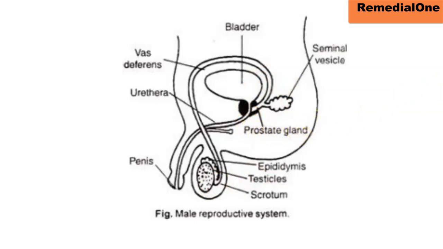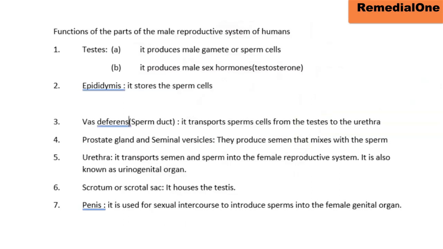Let's go back to the answers again. So the testis, I said that it produces male gamete or sperm cells, and then apart from that, it also produces male sex hormones or the testosterone. And I said that the male sex hormones are responsible for all the secondary sexual characteristics in males.